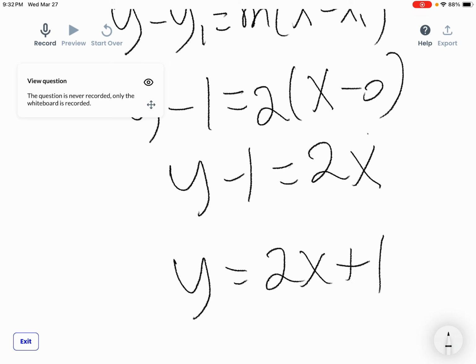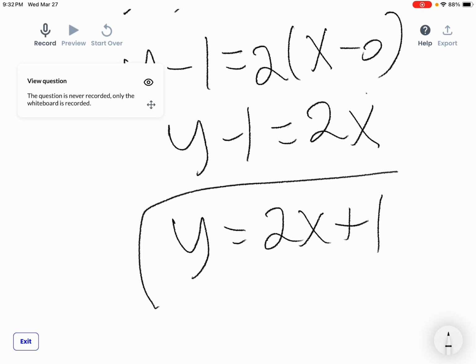That is the equation of the tangent line to the curve defined by e to the x over y equals 3x minus y plus 2 at the point 0, 1: y is equal to 2x plus 1.